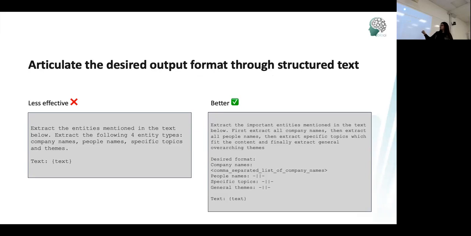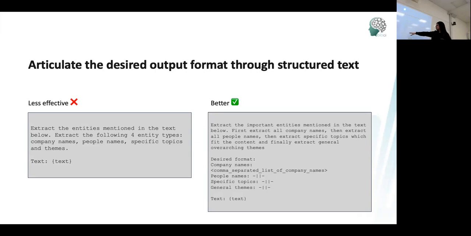Suppose you have a big text inside which you have so many people's names, specific topics and themes that you need to follow, and ChatGPT is going to give you all that in a paragraph. Then it will be a bit hectic for you to separate the names and specific topics out of that big text. So it is better to give a desired format.